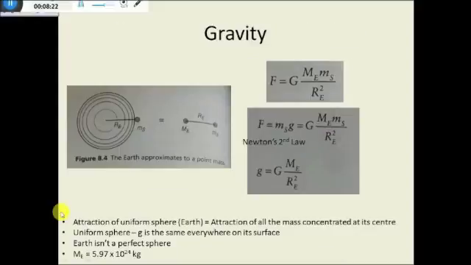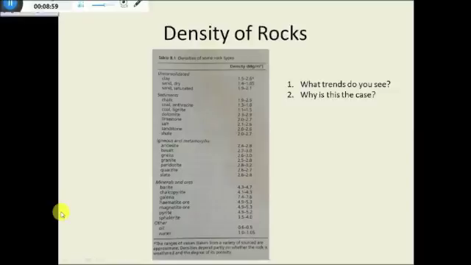Okay, so that's really what we are concentrating on in gravity, is calculating this value or the change in this value from place to place. So these are some of the densities of rocks. And so you've just got to kind of get used to it. You've got to get a feel for it. So I've said there, what trends do we see?